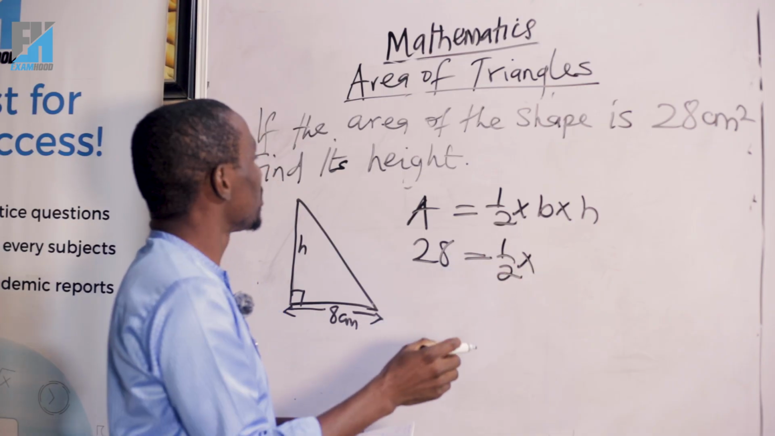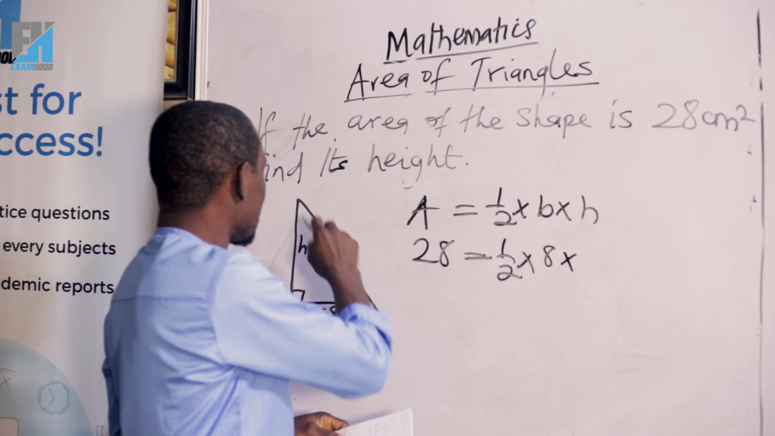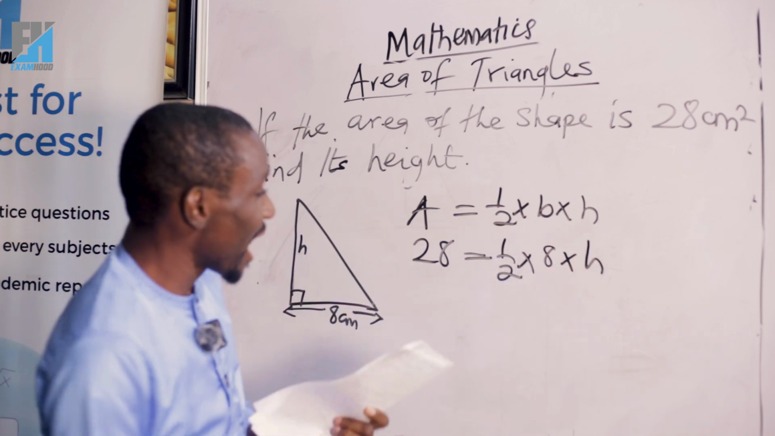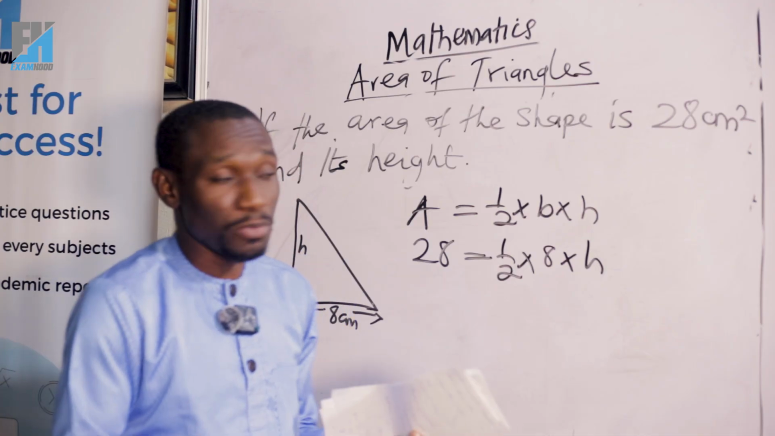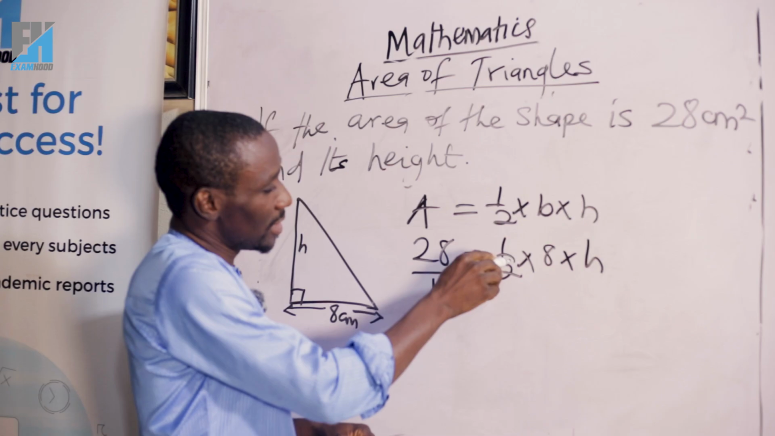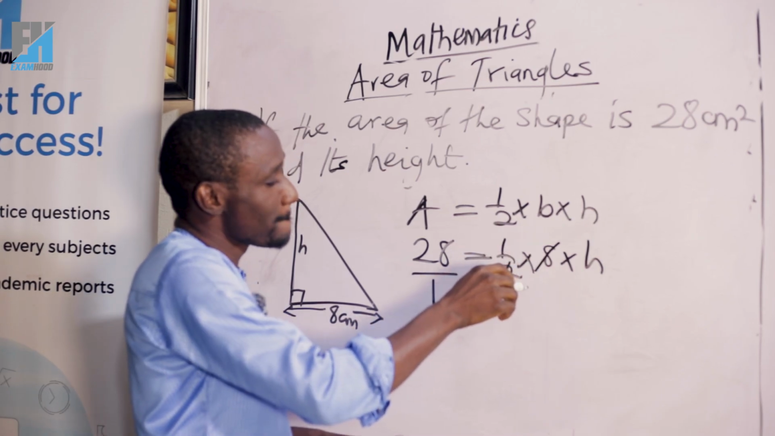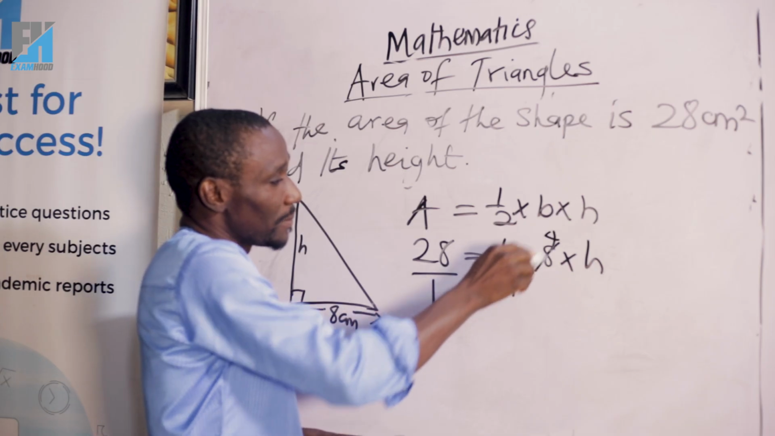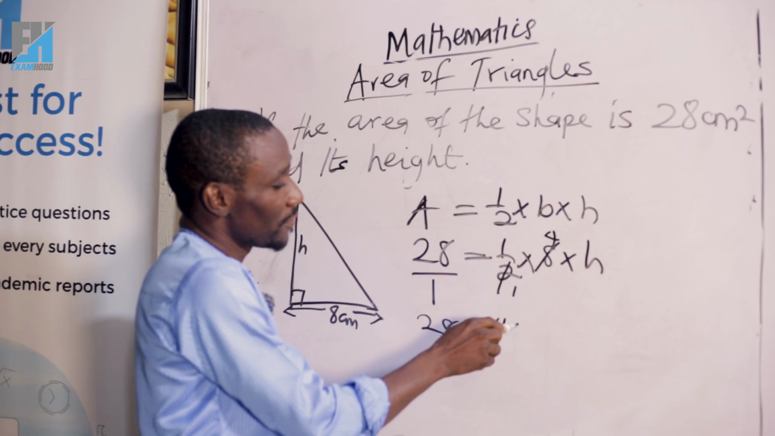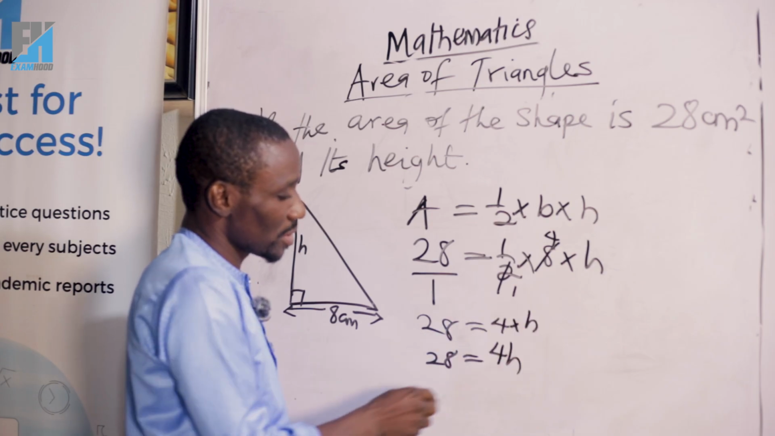Half times the base. The base is what? The base is 8 centimeters, while the height is H. The height is what you're looking for, so you're going to make height, or H, the subject of the formula. Let's see how. Half times 8 is 4, so we have 28 is equal to 4 times H, which is 4H.